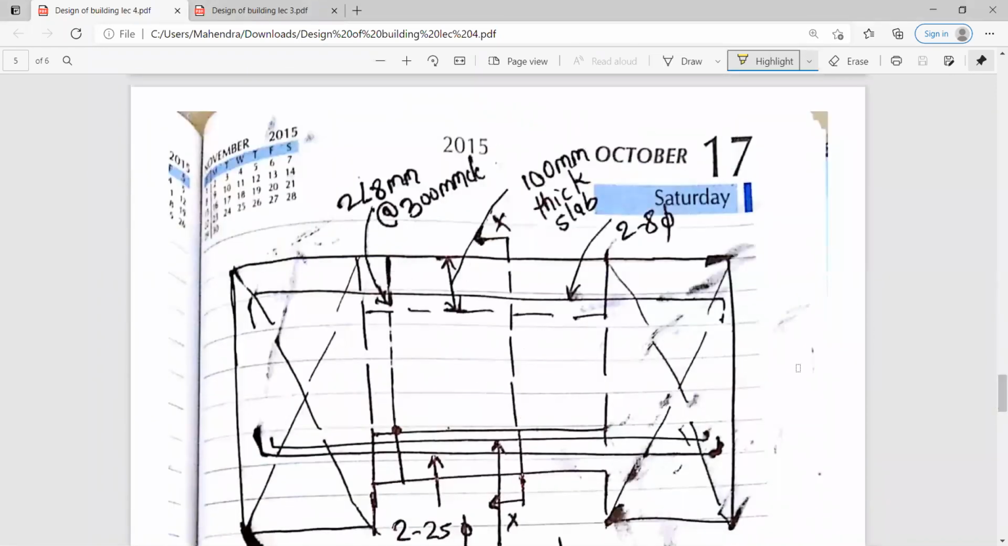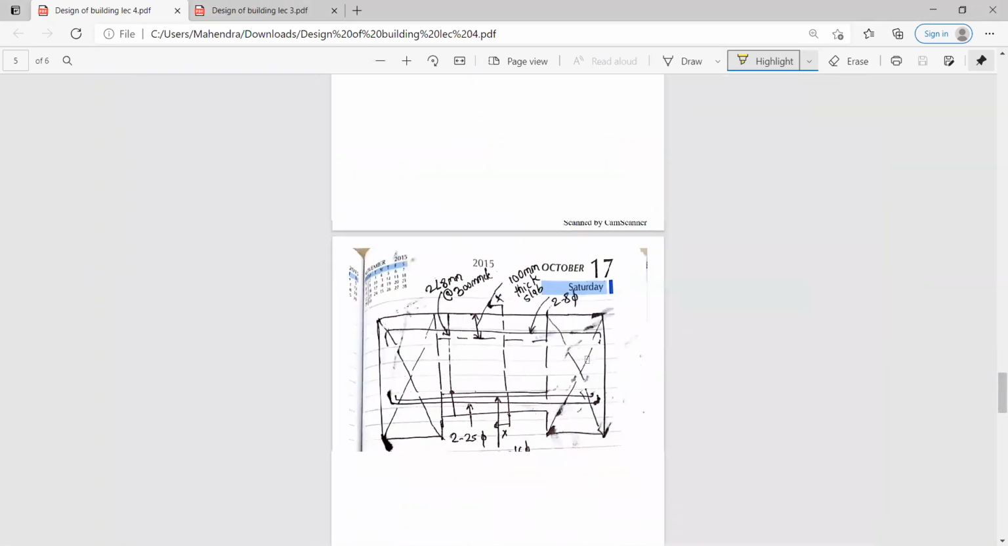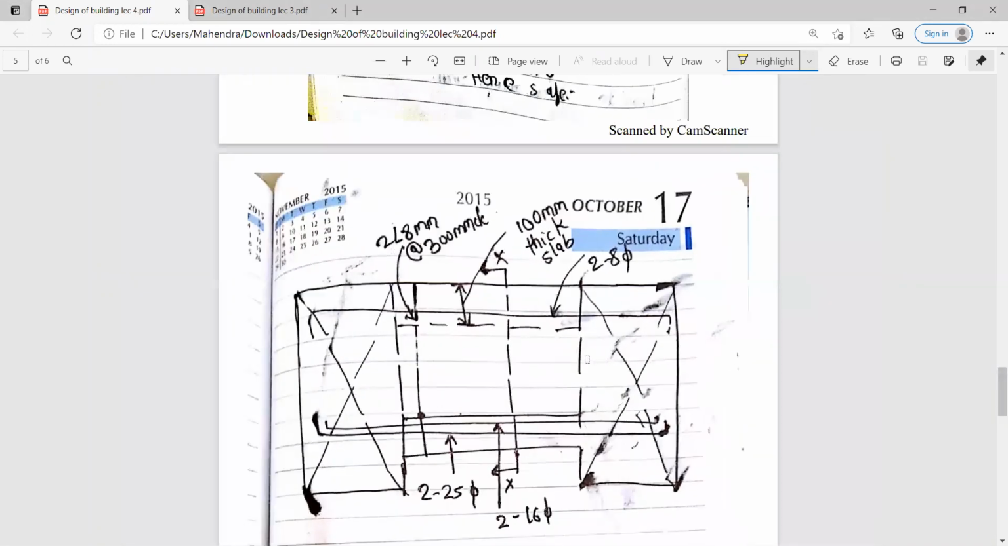Now as you can see over here, this is the detailing for this particular sum. As you can see here, these two leg of 8 mm at the rate of 300 mm center to center. This you provided when you calculated the spacing for the beam B3, and this is your 100 mm thick slab. The slab is of 100 millimeter thickness.